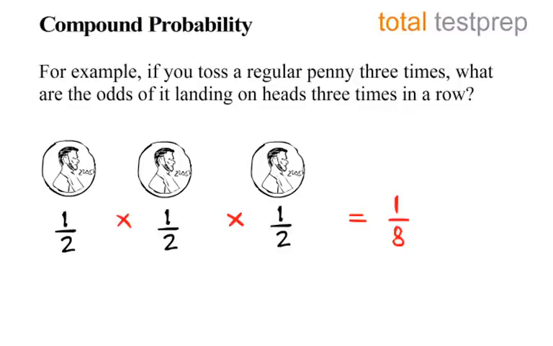So we get the same result as if we had drawn a tree diagram, but this is a lot quicker if you know the math behind it.